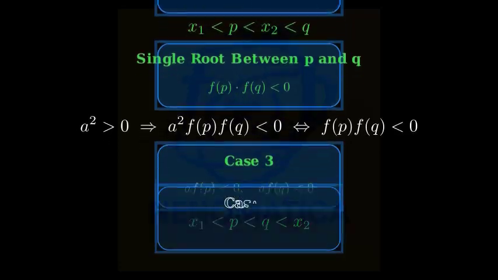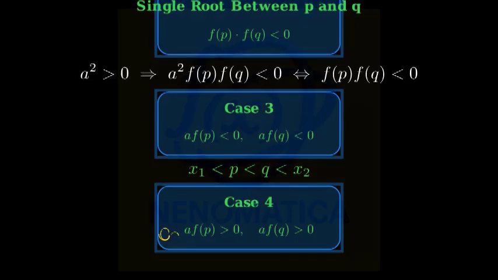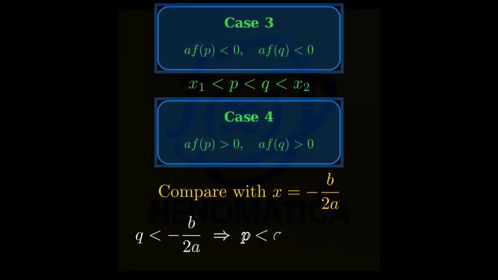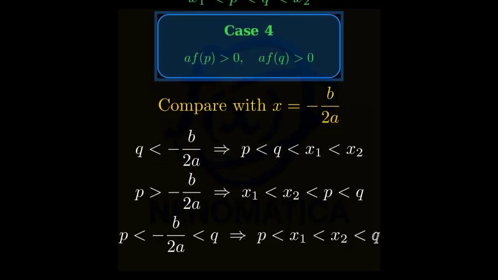Case 4. If a f of p is greater than 0 and a f of q is greater than 0, then both p and q lie outside the interval of the roots. We compare with the vertex, x equals negative b over 2a. If q is to the left of the vertex, then p less than q less than x sub 1 less than x sub 2. If p is to the right of the vertex, then x sub 1 less than x sub 2 less than p less than q. If p is left of the vertex and q is right of the vertex, then p less than x sub 1 less than x sub 2 less than q.